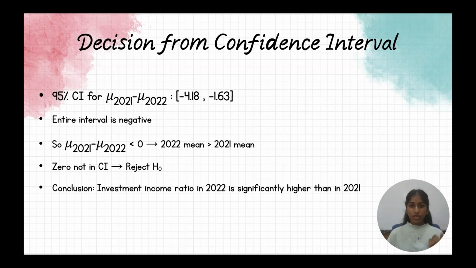Also, 0 is not inside the interval. So at the 5% level, the value of no difference is not reasonable. Therefore, using the confidence interval method, we reject the null hypothesis and say that the rate hike is linked with a significant change, actually an increase in the investment income ratio.